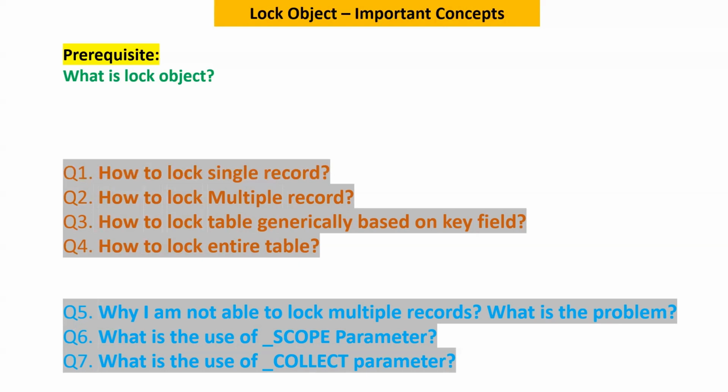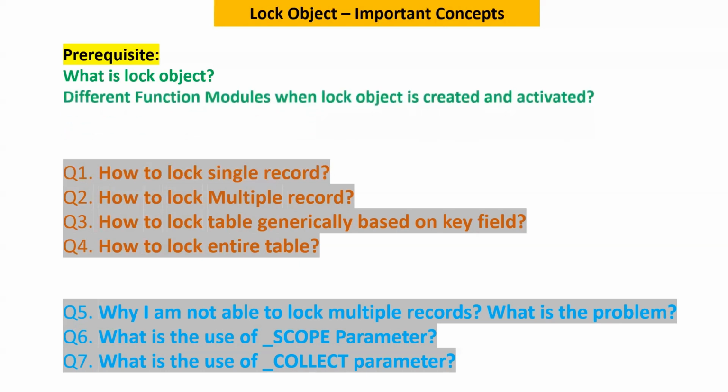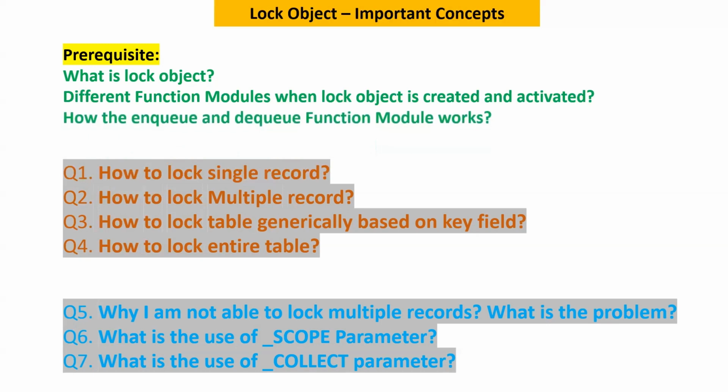Then the second prerequisite: the different function modules created when a lock object is created and activated. You should know that you create the lock object using the SE11 transaction. And one thing we should also know is that a lock object name always starts with EZ or EY. So this is the basic concept, and we should know that when we activate the lock object, it creates two function modules. One is known as the NQ function module and the other is known as the DQ function module. Then you should have a basic understanding of how the NQ and DQ function modules work.